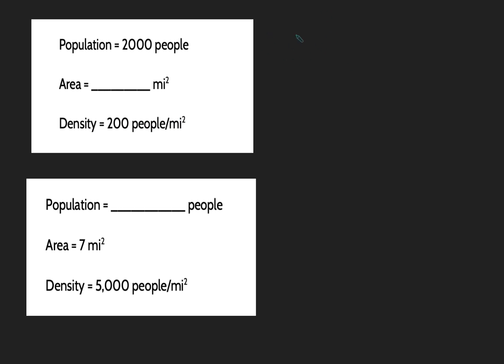So I always start with my formula. Density equals mass over area. Okay, let's see what we have. So I have the population, which is the mass. So I have 2,000 people here. The area is blank, so I don't know my area, so I'm going to leave that as A. And I know the density is 200. That's over here. And I have to find the area. So notice, in order to find A, students find this very difficult. So I say, okay, let's make everything a fraction. So this is a fraction and this is a fraction.